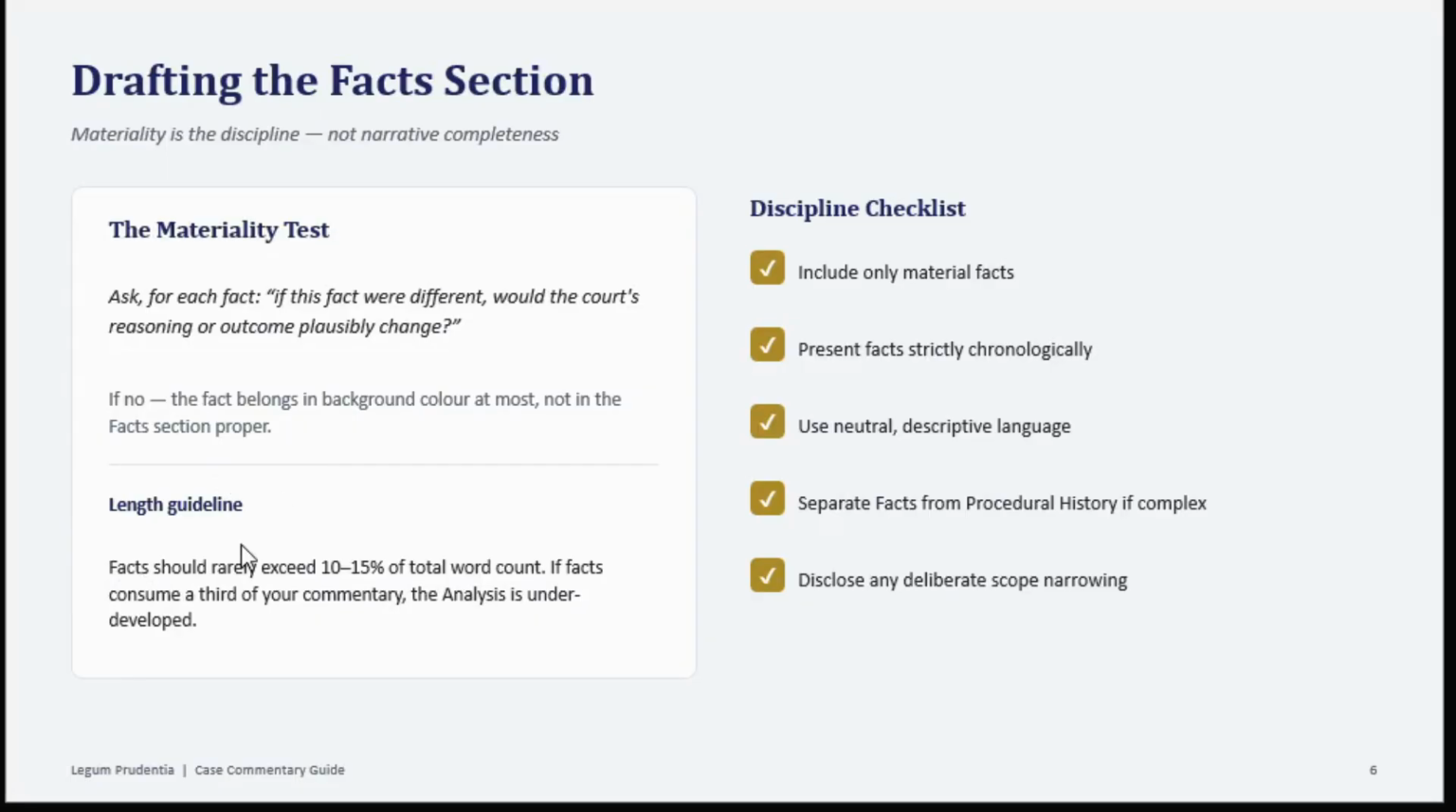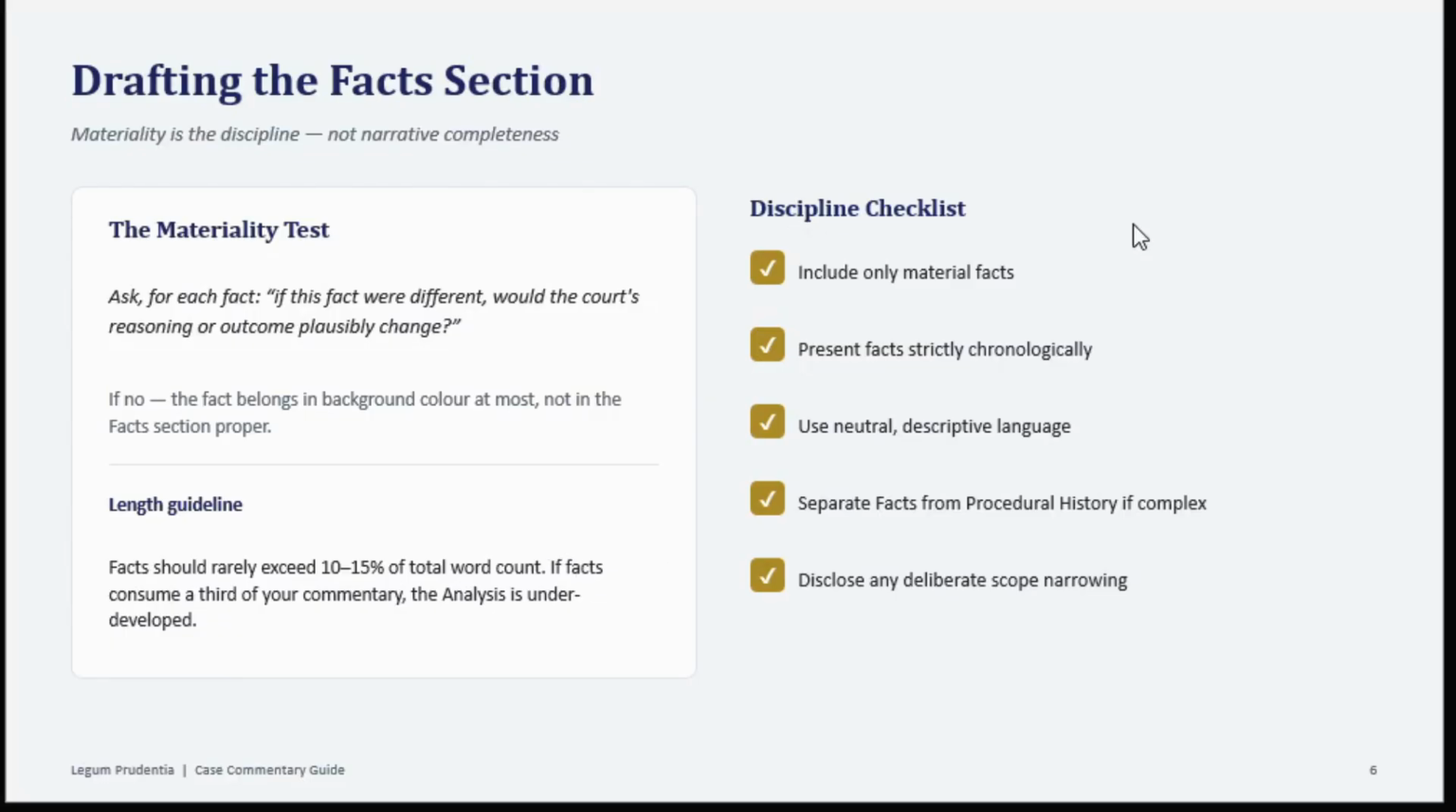Length guideline. Facts should rarely exceed 10 to 50% of total word count. If facts consume a third of your commentary, the analysis is underdeveloped. So you need to think about your length guideline. Whenever you are writing facts, try to make it 10 to 50% of your total word count.